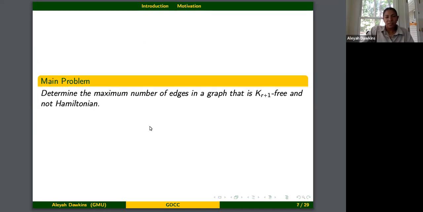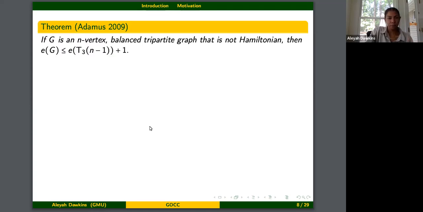What Rachel and I decided to study is the intersection of these two problems. So we wanted to know: what is the maximum number of edges in a graph that is both K_{r+1}-free and not Hamiltonian? And spoiler alert, we did answer this question, but before we get into the answer, we're going to talk about some of the results that came before this and what really motivated our extremal graph. The first result I'd like to talk about is this theorem by Adamus, who addressed this problem for tripartite graphs.